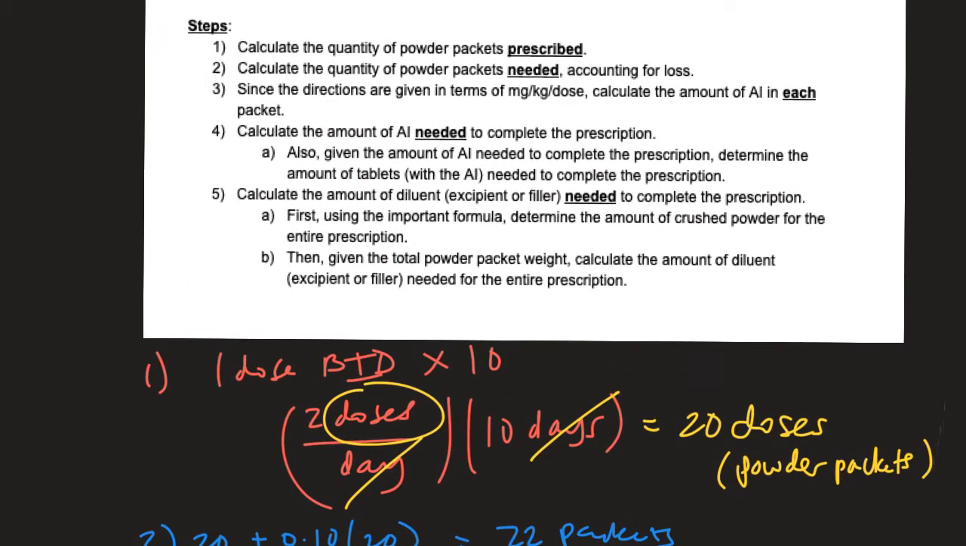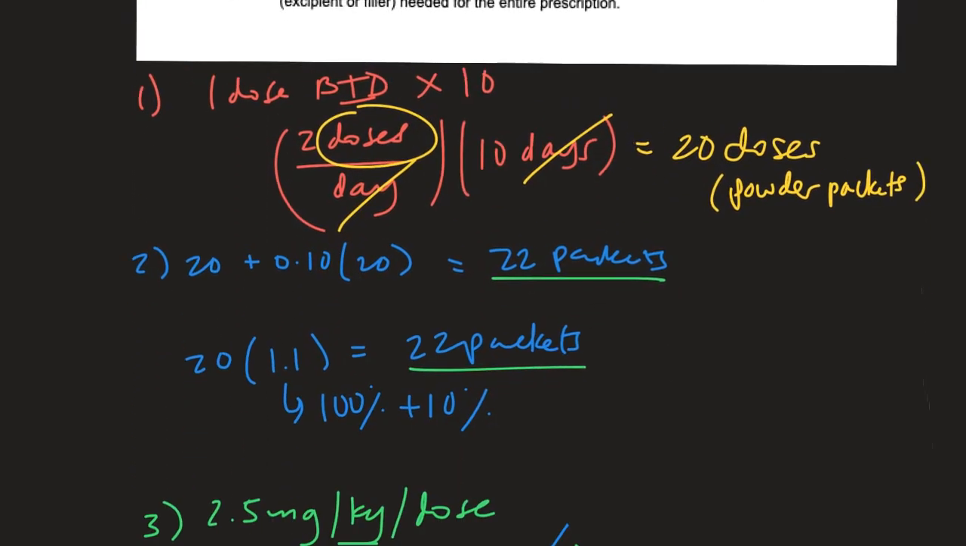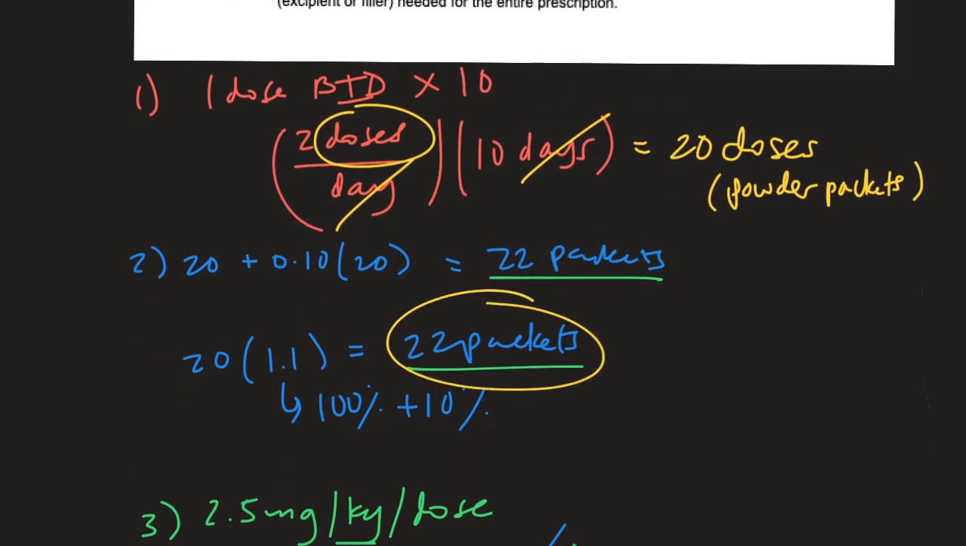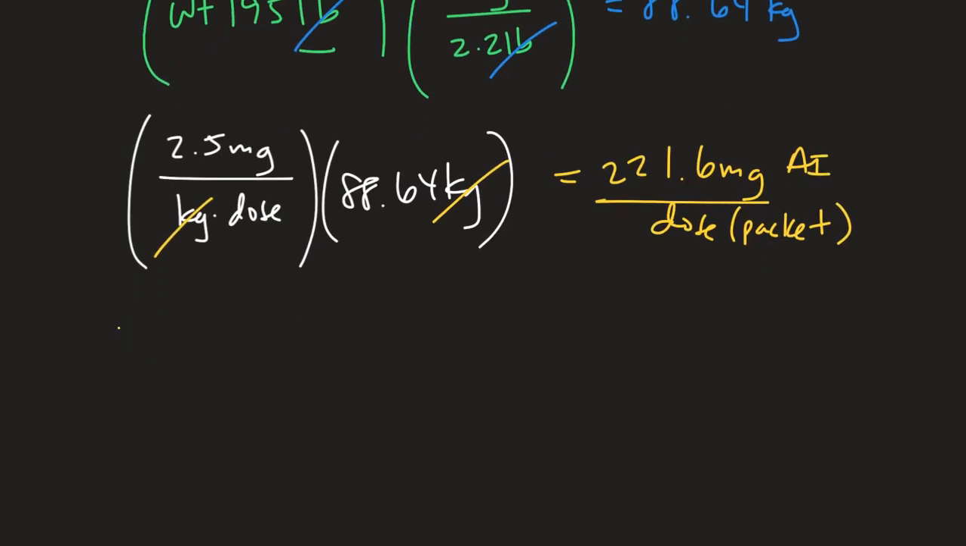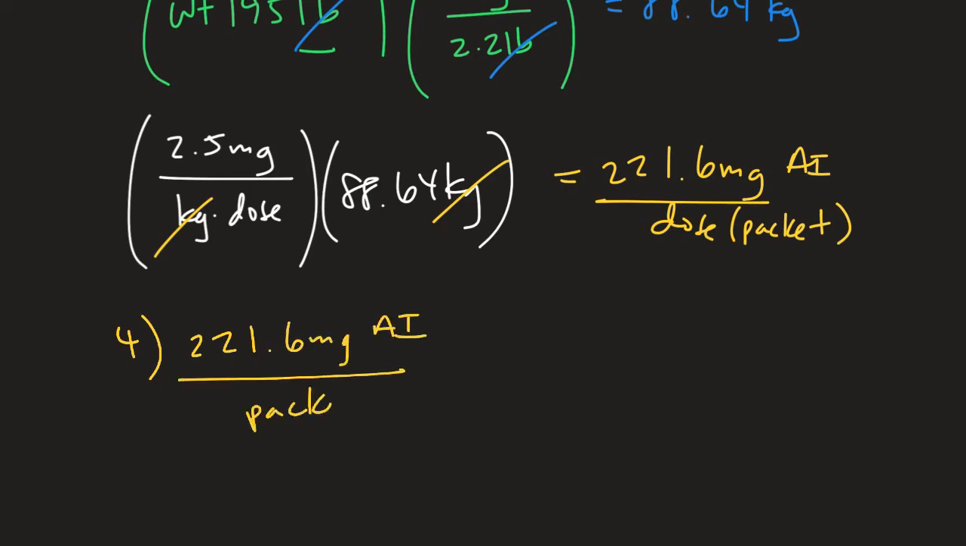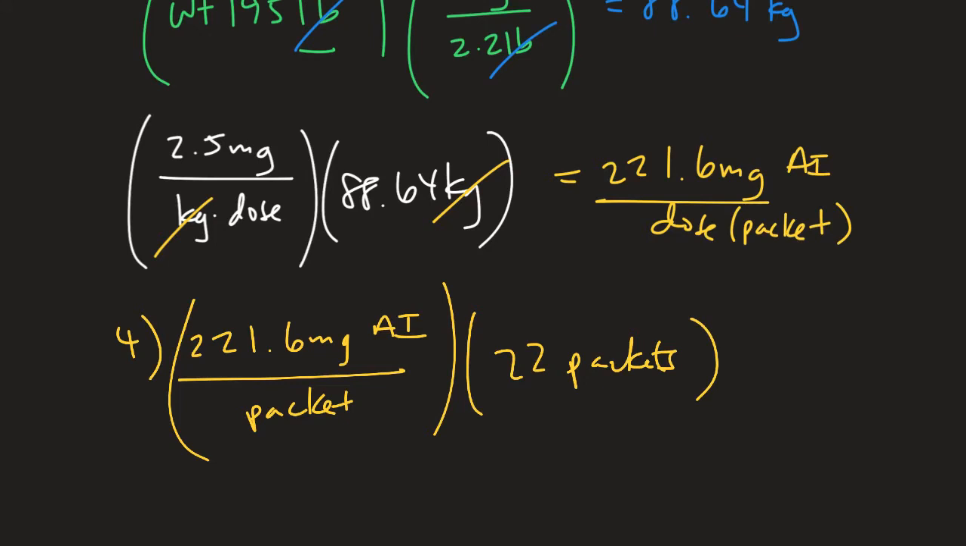So step 4, we're going to calculate the amount of AI needed to complete the prescription. So we know we need 22 packets. So 221.6 mg of AI per packet times 22 packets. Packets cancels out in the numerator and denominator, giving you 4875.2 milligrams of AI total. AI is penicillin.